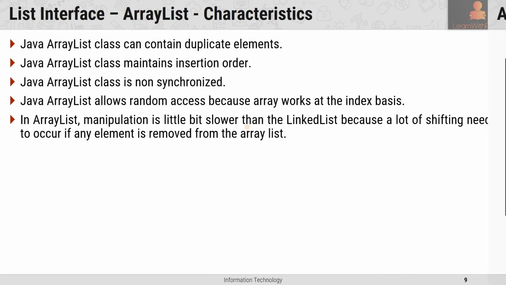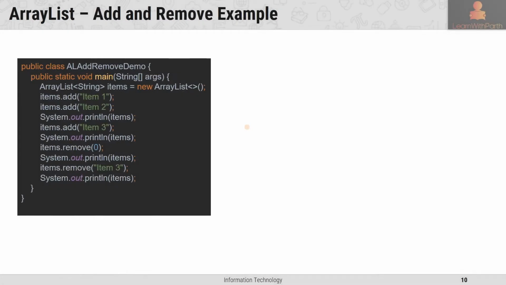Let's see an example of the ArrayList. Here you can see how we can add or remove elements from the ArrayList. Consider that we have an object of ArrayList like this, and the type of this ArrayList is String. This is the generic type. So ArrayList of String, and the reference is items, equal to new ArrayList. This is how we can create the ArrayList.